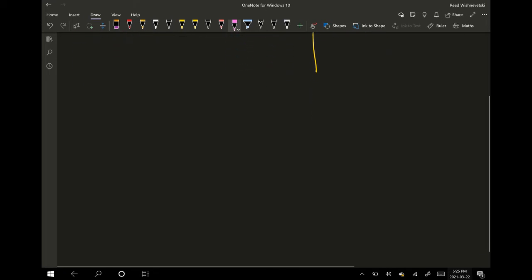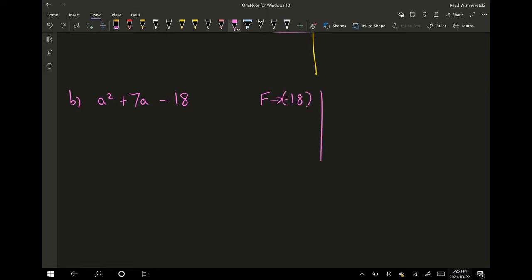So let's do another example really quick. We're going to call this a squared plus 7a minus 18. Okay, so we're going to go ahead. We're going to do our factors of negative 18. And then on the other side, we're doing our sum. Okay, so let's start finding factors. So we're going to have negative 1 and positive 18. We can also do the reverse, which is 1 and negative 18.